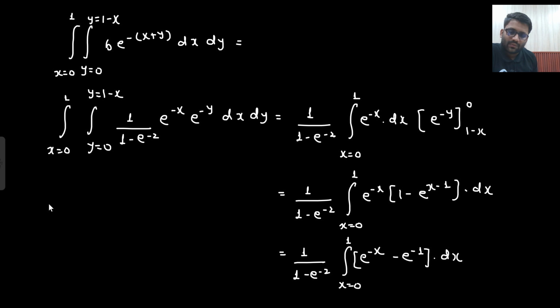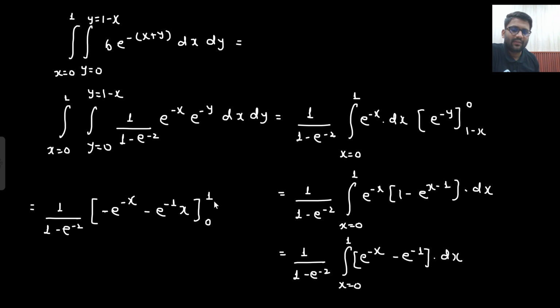Okay. So when you integrate, what are you getting? E to the power minus x, and then there will be a negative sign, minus e to the power minus 1 x, from 0 to 1. Is that clear to you? If I integrate e to the power minus x, what will I get? E to the power minus x with a minus sign, and minus e to the power minus 1 dx, from x 0 to 1.